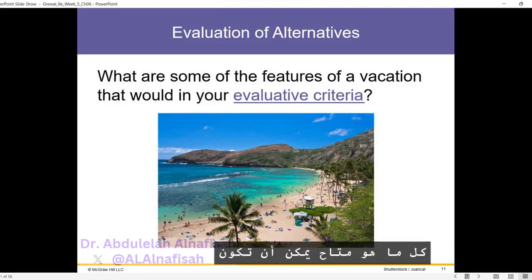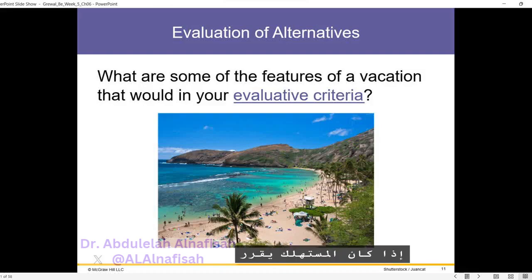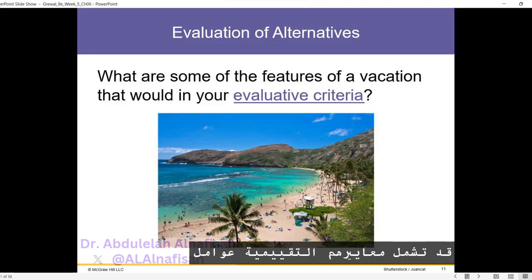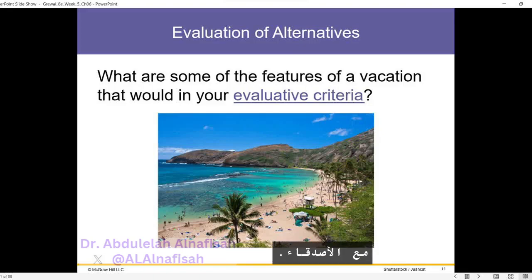Evaluating all available options can be complex and time-consuming. To simplify the decision-making process, consumers often identify the most important features or attributes that matter to them. By focusing on these key criteria, consumers can make more efficient decisions and narrow down their choices. For example, if a consumer is deciding on a vacation destination, their evaluative criteria may include factors such as weather, beach quality, availability of outdoor activities, price, and the opportunity to spend time with friends.